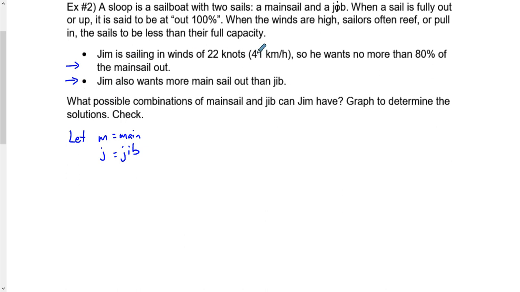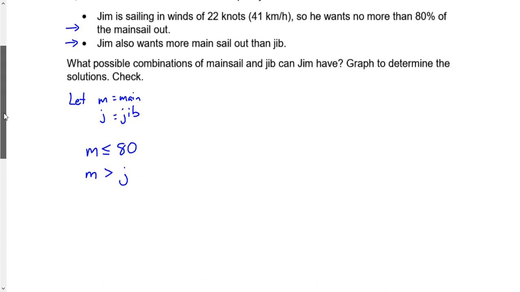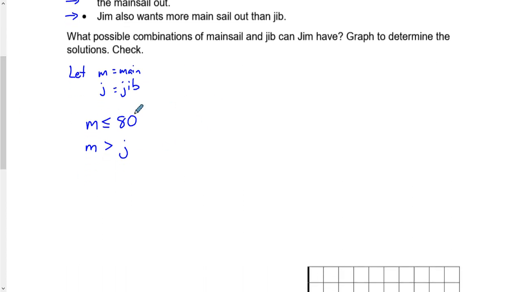Jim is sailing in 22 knots, so he wants no more than 80% of the mainsail out, which means the mainsail would have to be less than or equal to 80%. Jim also wants more mainsail out than jib. So the mainsail would have to be greater than the jib. Those are our two equations.